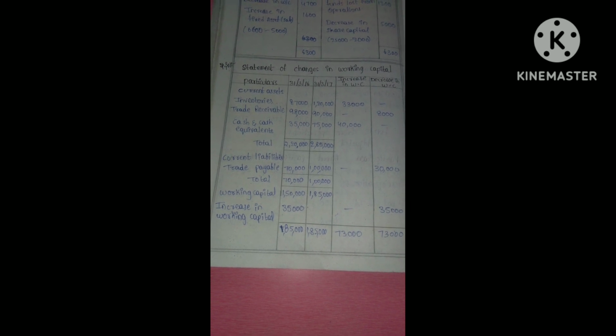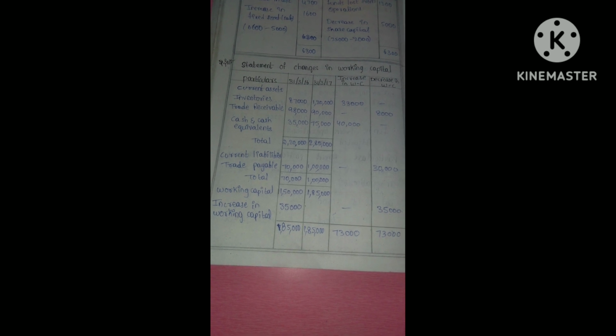Next we have cash and cash equivalents. So 35,000 minus 75,000, we will get an increase value, that is 40,000. Note it down in the increase column. Next make the totals of 2016 and 2017. So we will get 2016 as 2,20,000 and 2017 as 2,85,000.